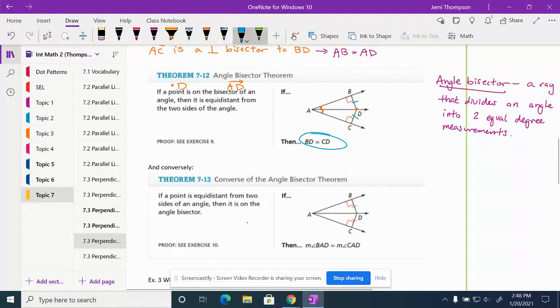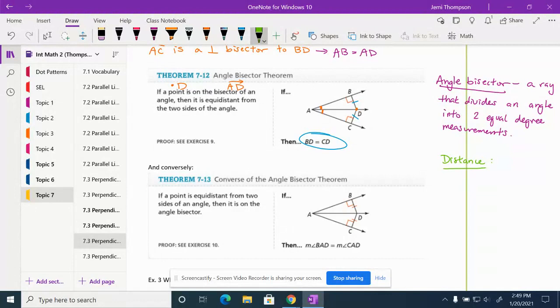Now, I got to go back and explain something else here. When I'm talking about distance, I'm usually talking about the most direct path from A to B, right? The way the crow flies, okay?